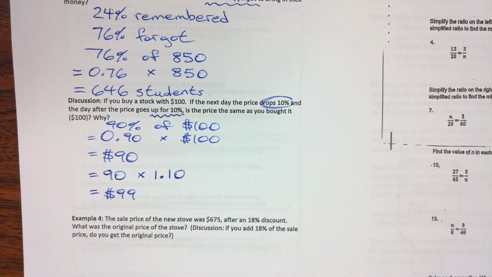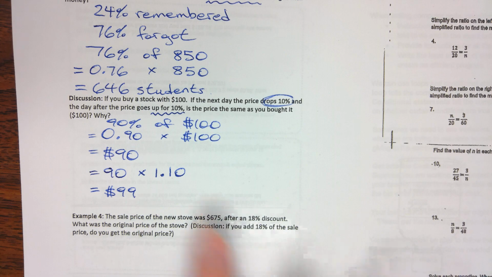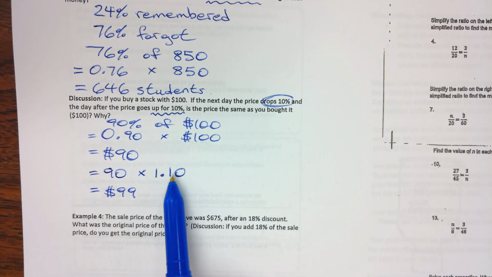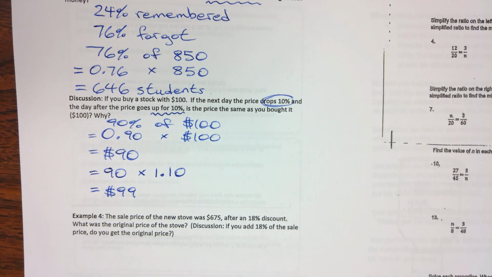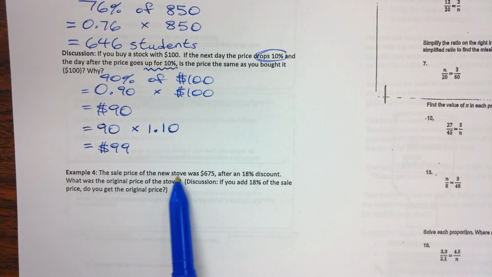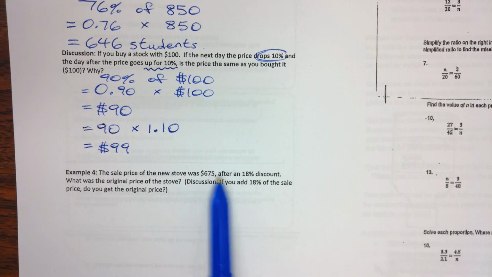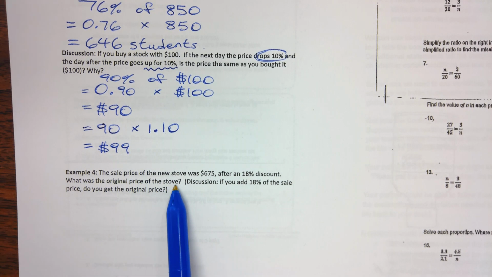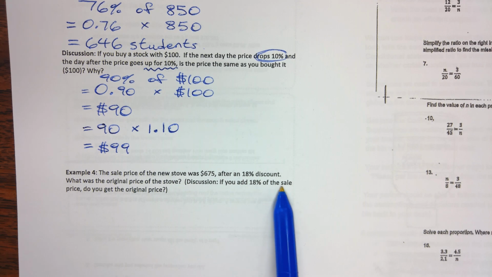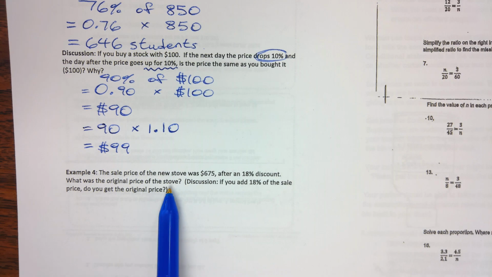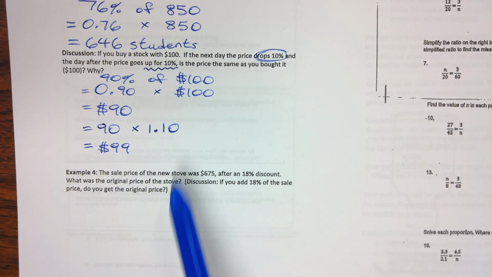I should have written an extra step in here: 110% of $90. The format would have been better. Okay. Last example. The sale price of a new stove was $675 after an 18% discount. What was the original price of the stove? Discussion: if you add 18% of the sale price, do you get the original price? Just like the same logic right here, you don't.